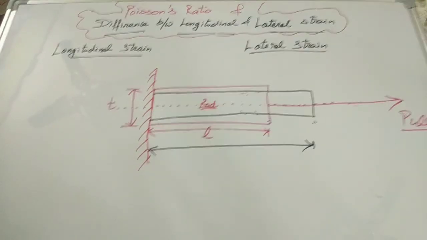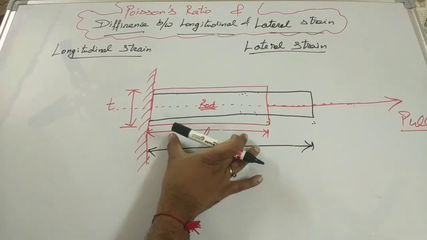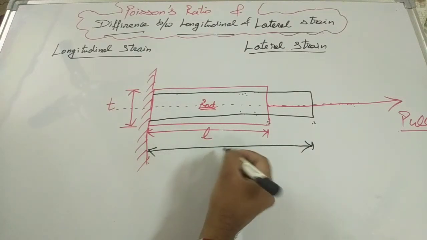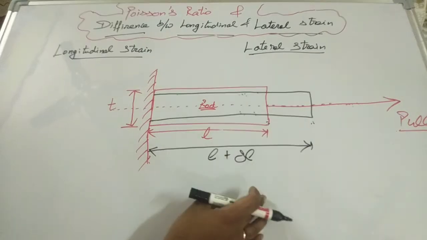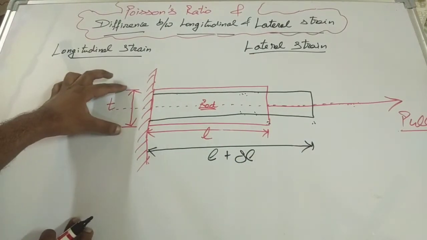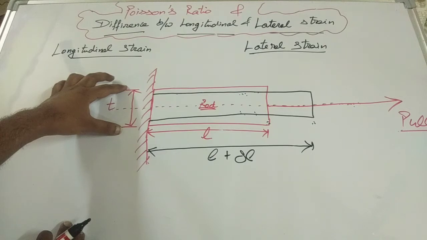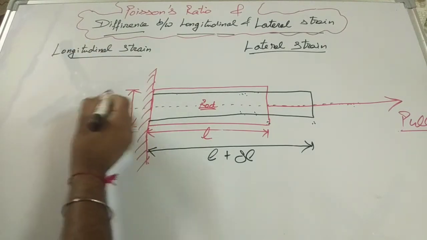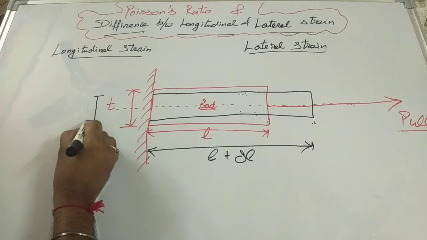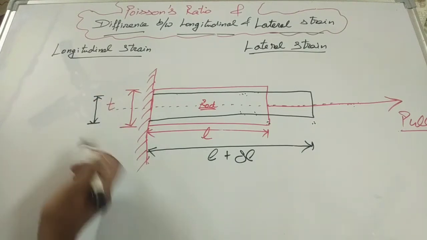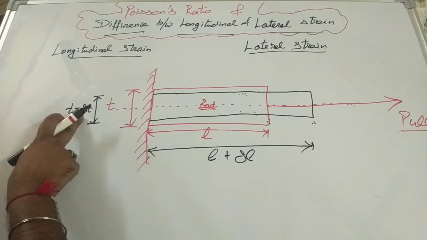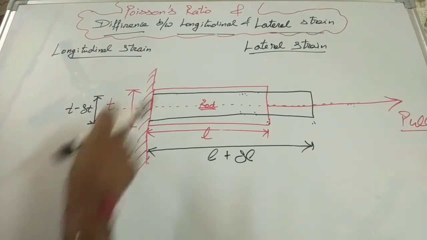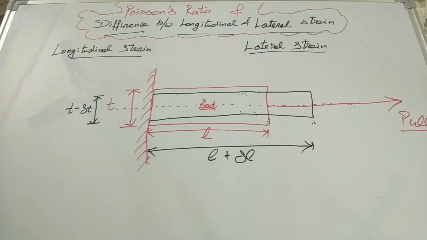Clear guys? Now suppose the actual length of the body is L. So now the new length will be, suppose, L plus delta L. So delta L is the deformation parallel to the line of action of force. Similarly, thickness is the actual dimension of the body, and after the effect of load, this is the new thickness of the body. Suppose that is T minus delta T. So thickness minus delta thickness. So the reduction of the thickness will be delta T.